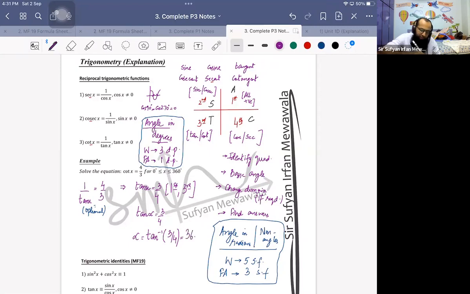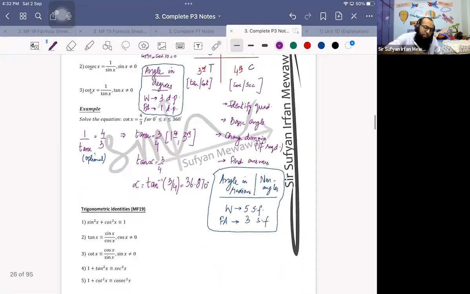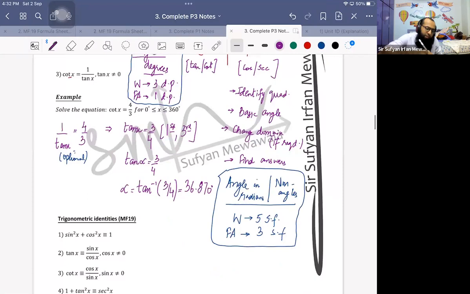36.869. And if we are rounding off to 3 decimal places, it will become 870. 36.8698, so it is rounded off to 870 degrees. Then once we have found alpha, we can find x. So we know that in the first quadrant, theta equals alpha. In the second quadrant, theta equals 180 minus alpha. In the third quadrant, 180 plus alpha. Fourth quadrant, 360 minus alpha.